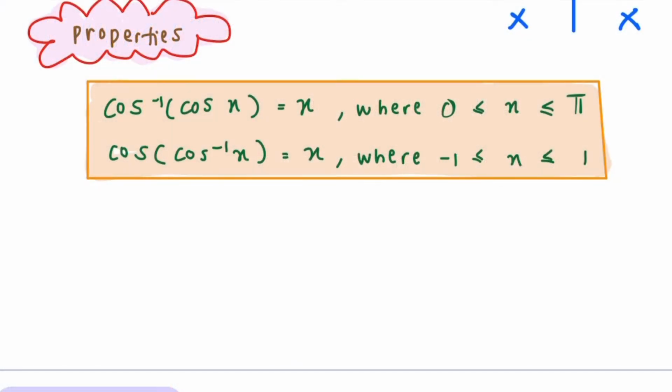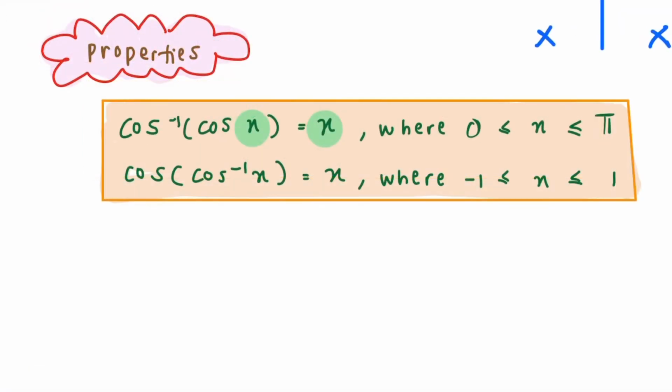See the properties for inverse cos. When you compose inverse cos with cos x, the answer is just x. Without any calculation, we can just cut and paste the answer. However, we must be careful. Our x must be within the domain of cos.